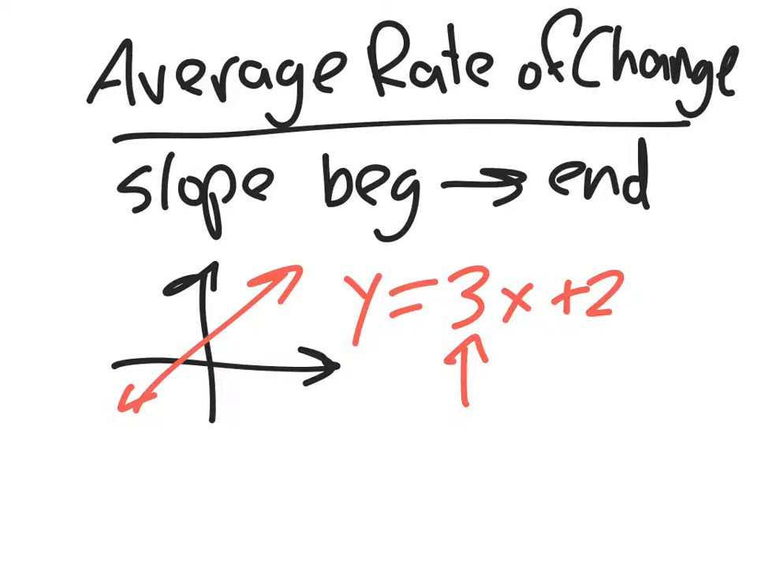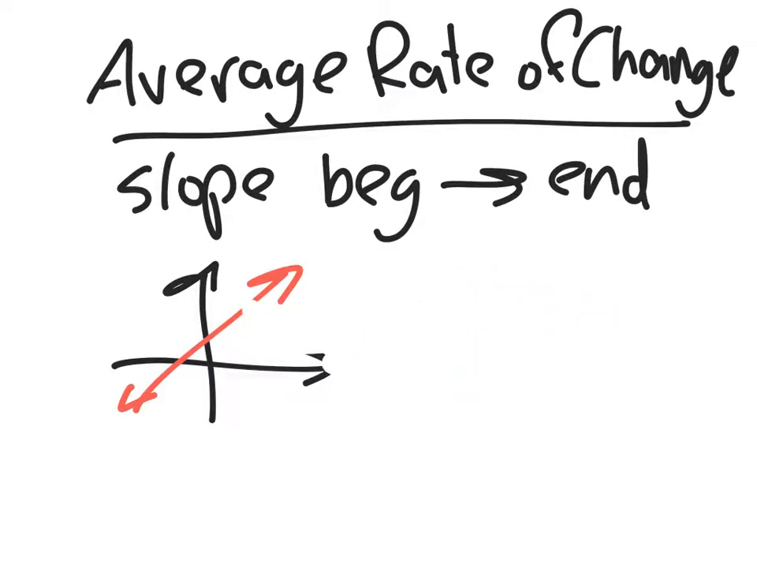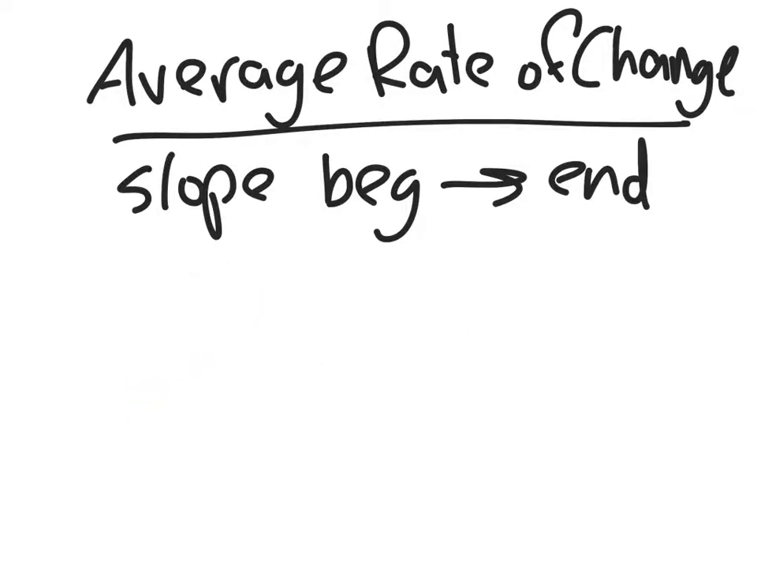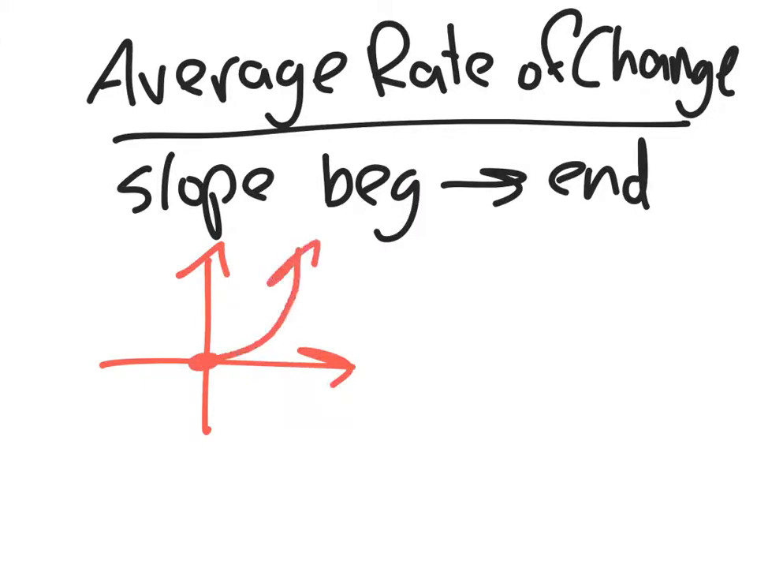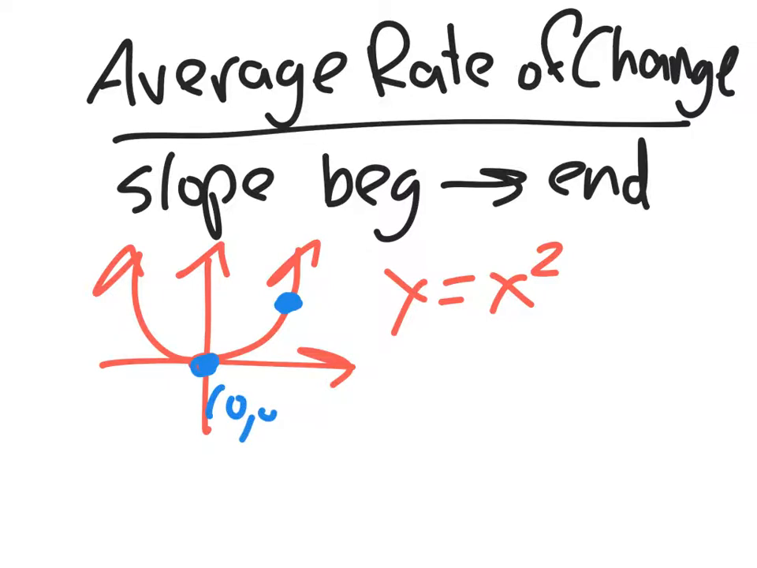Now, it gets more interesting when we look at some other functions. So if I get rid of this real quick and we look at another function, average rate of change means the average slope from beginning to end. So if we had a different function, maybe a fairly simple quadratic function, y equals x squared, then we look at 2 points, maybe here at 0, 0, and here at 3, 9.